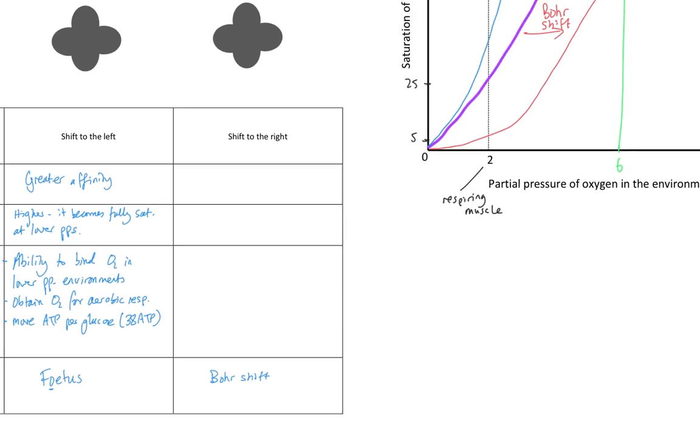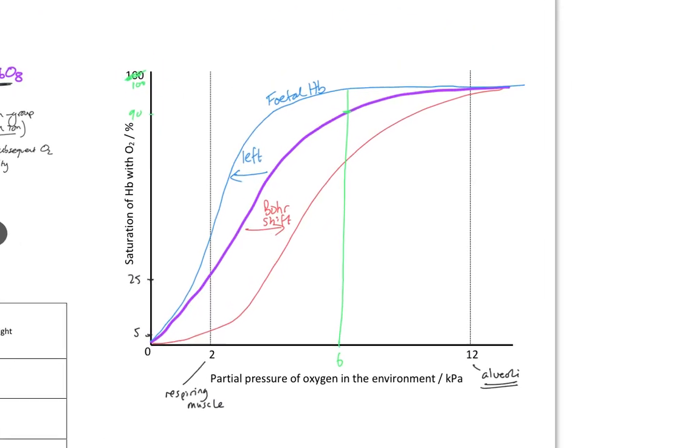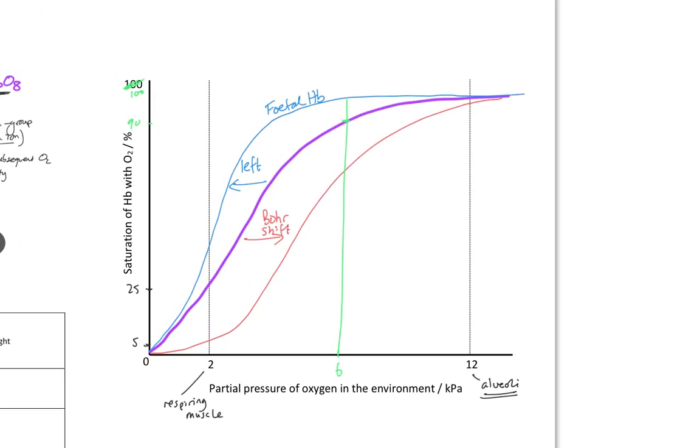The downside of this is that the hemoglobin's also not that good at giving it up. It's better at binding it, but it holds on to it. So if we go back to our respiring muscle cell here, it's only going to give up, what's that number there? Let's say it's 40%. So 40. So it's only going to give up 60%.